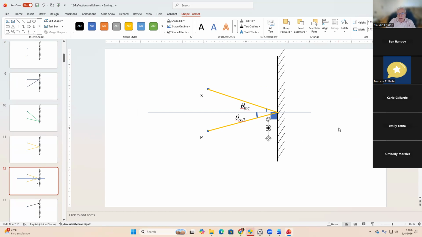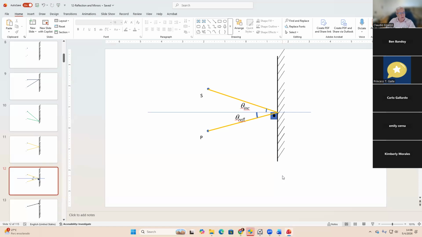To emphasize the fact that this angle, the angle between the surface of the mirror, makes a 90-degree angle with the normal to the surface. In this specific case, the normal coincides with the perpendicular direction because we have a planar mirror. You're going to understand the difference between perpendicular direction and normal direction, right?